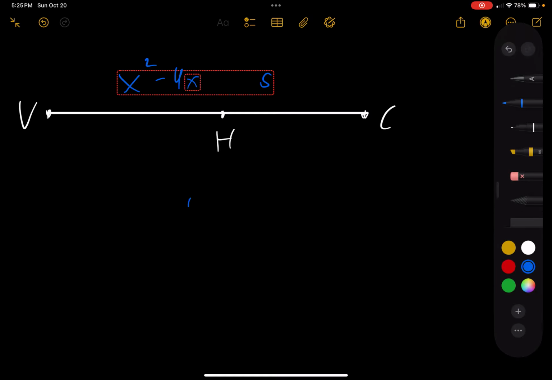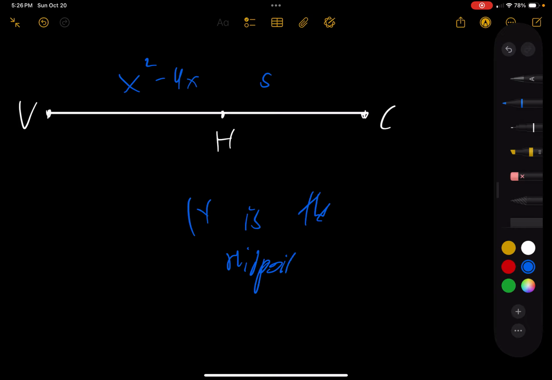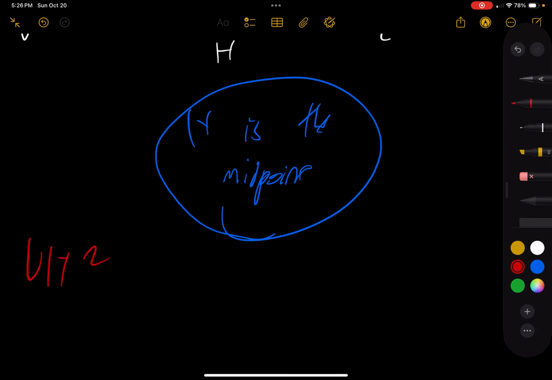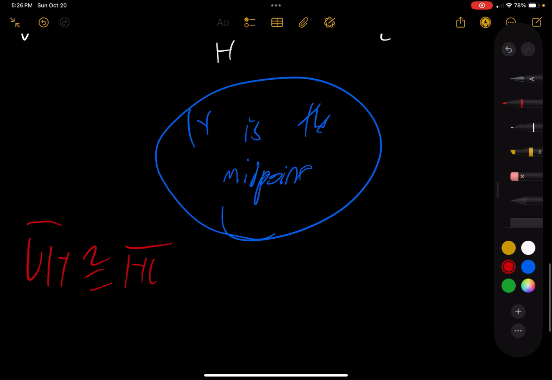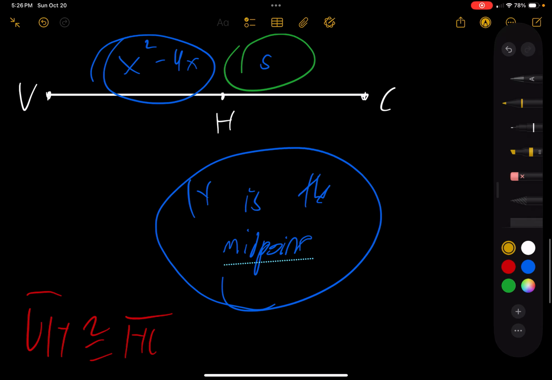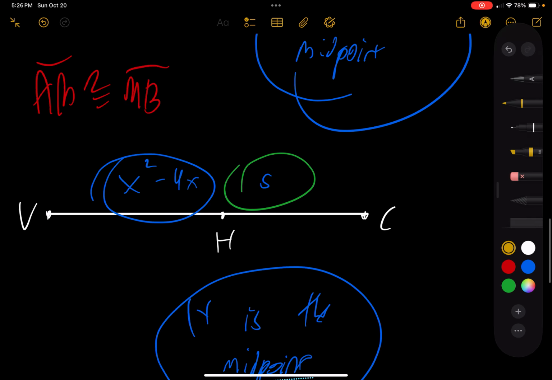Well, first, let me write something. H is the midpoint. I forgot to write that. So if H is the midpoint, what does this tell us? This tells us UH is congruent to HC. That also tells us UH equals HC. And UH, we know, equals x squared minus 4x. HC equals 5. So we can substitute that into our UH equals HC.